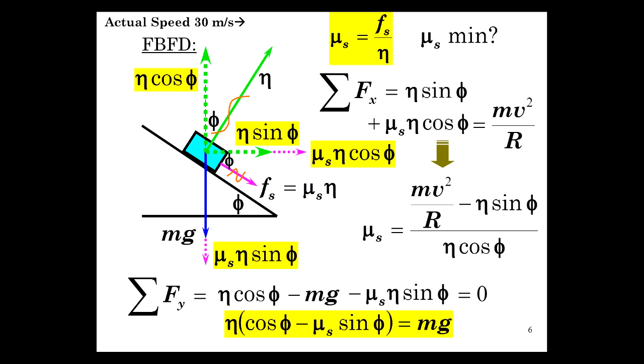Normal cosine of phi minus mu s sine of phi equals mg. And now we have a couple of expressions. We have mu s, and we have the sum of forces in the y, which gives us an expression for mg, so let's put this all together. So now here's our two equations: our equation for mu s that we already solved. And then when we did the sum of the forces in the y, we had an expression, and we can solve that for normal. And we get this expression here.